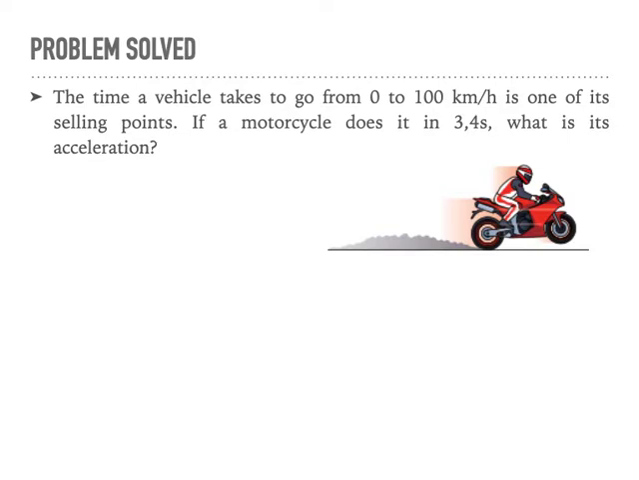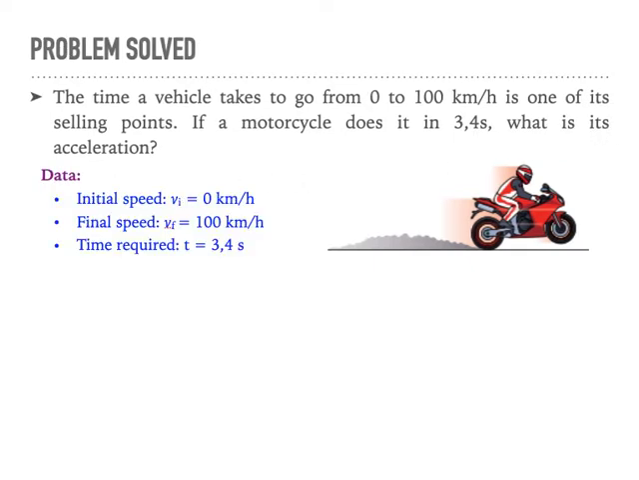The first one: the time a vehicle takes to go from 0 to 100 kilometers per hour is one of its selling points, as I told you before. If a motorcycle does it in 3.4 seconds, what is its acceleration? So let's see the data. We have the initial speed is 0 kilometers per hour, the final speed is 100 kilometers per hour, and the time required to go from 0 to 100 is 3.4 seconds.